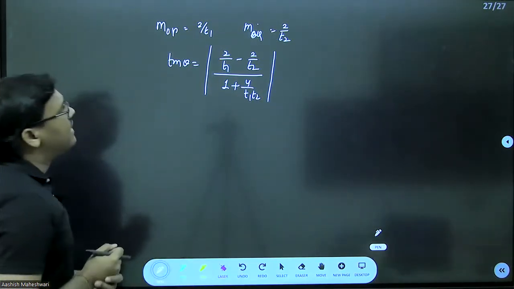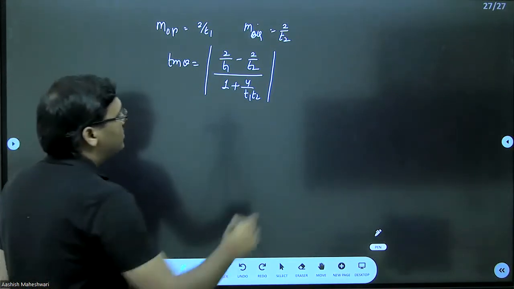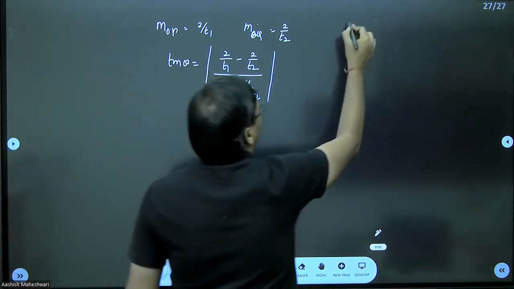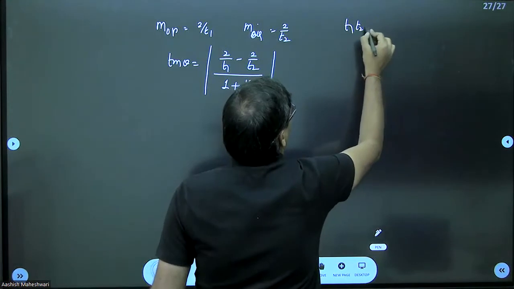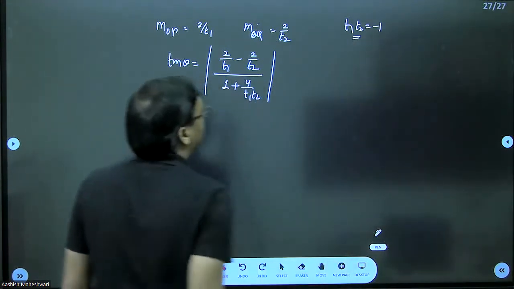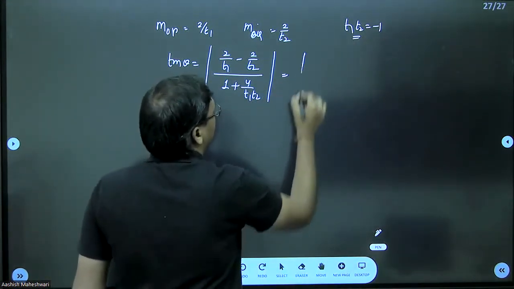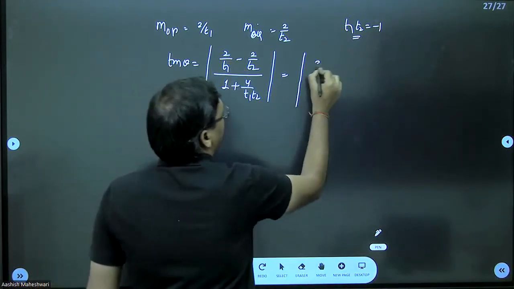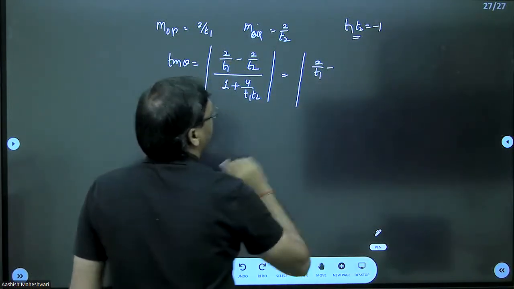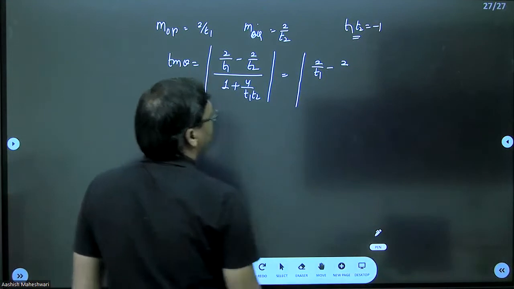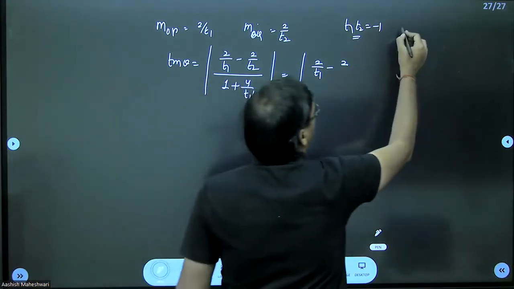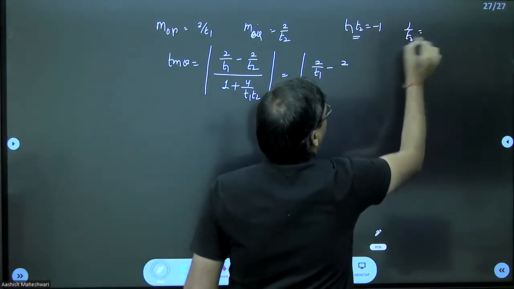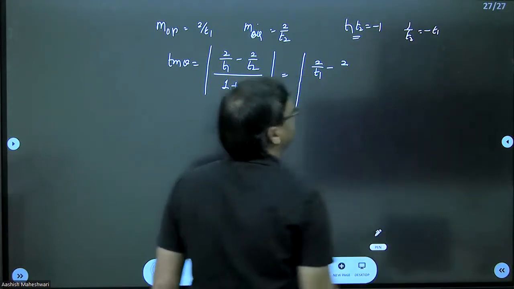I hope this is clear. m1 minus m2 upon 1 plus m1 m2. देखो, what is the relation between t1 and t2? एक relation तो है t1 t2 is equal to -1. तो उसके लिए आप क्या कर सकते हो? This is 2 by t1 minus 2. What is t2? 1 by t2 क्या होगा? 1 by t2 is equal to minus t1.